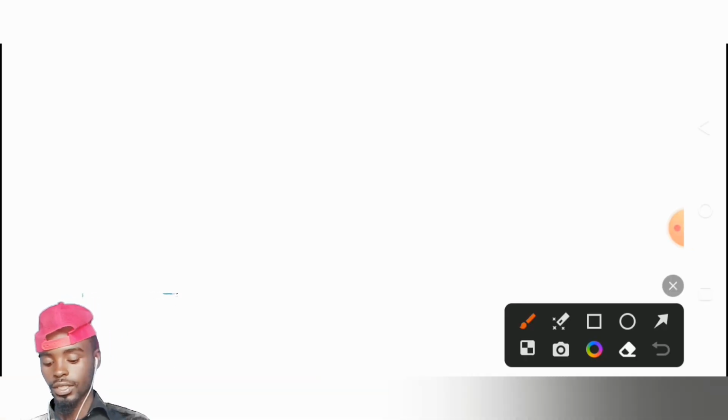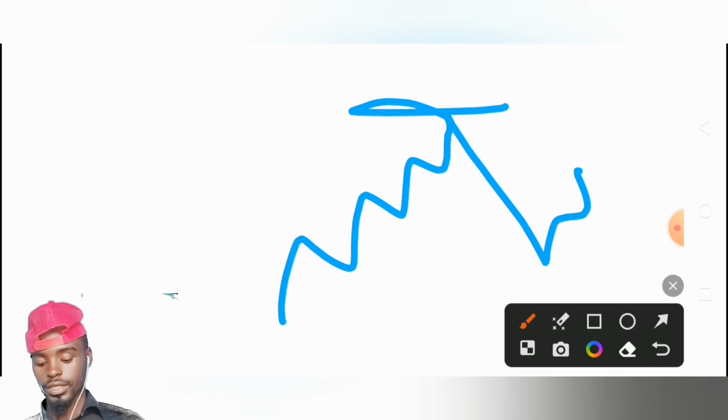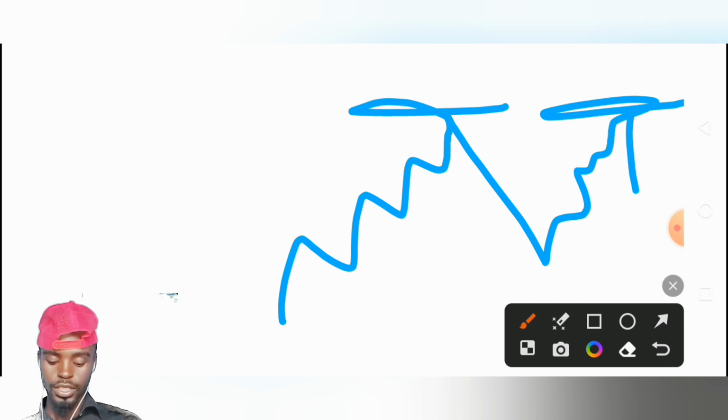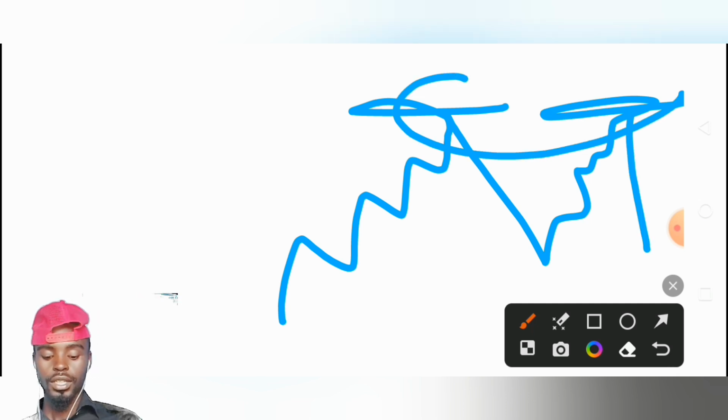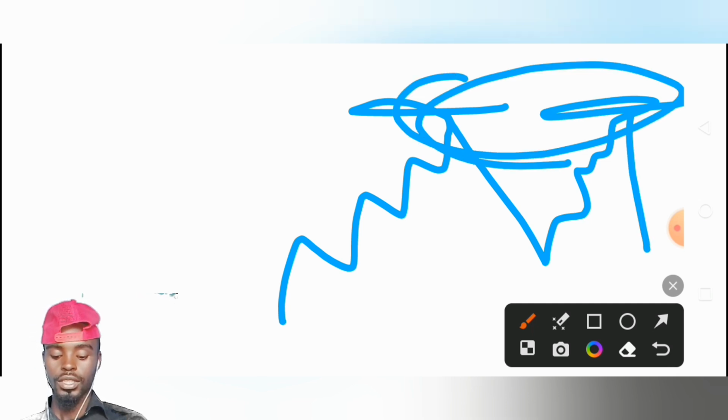So for the demand, guys, I will show you on the real chart. So let's say the market is in an uptrend. It reaches there, it comes back, it comes there, it reaches there, it comes back. This is our supply zone. Let's go to the demand zone, guys.